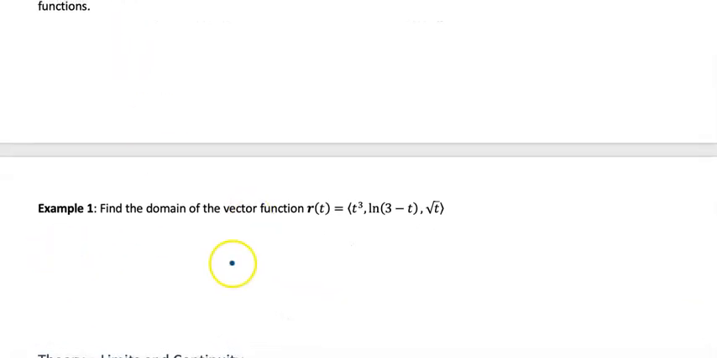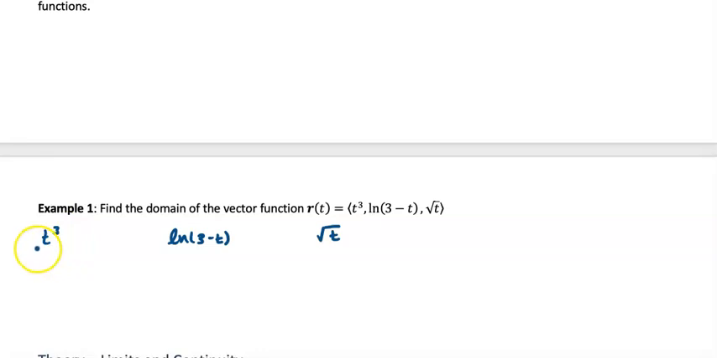So in this first example, we are just asked to find the domain of this vector function. So how do we know what inputs of t are valid? Well, we have 3 different components, so we're going to separate this into our 3 components. So we're going to look at t cubed, the natural log of 3 minus t, and the square root of t. And we want to know for which values of t is this vector function defined.